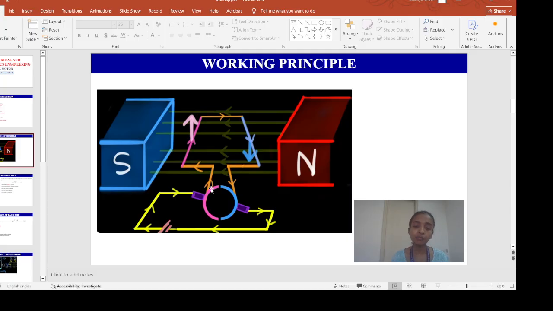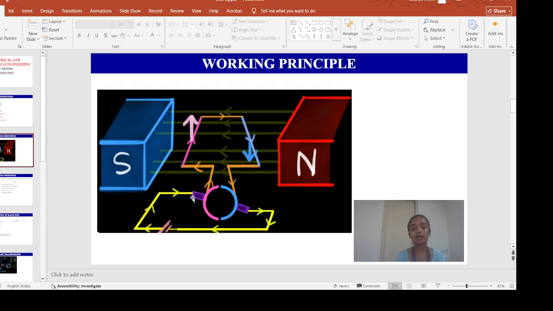Now you can consider this is my armature. With this armature we have this commutator connected. This commutator is nothing but a split ring. We can see this is a pink color metallic ring, this is a blue color metallic ring, and there is some gap between them. And with this commutator we have the brushes, graphite or carbon brushes.